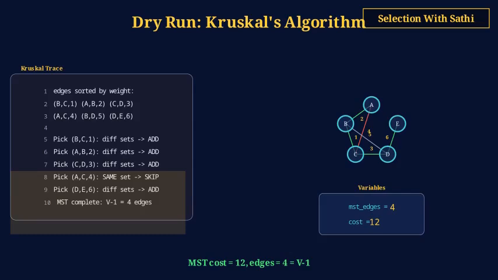Pick C to E with weight 6. E is new. MST now has 4 edges, which is V minus 1. Done. Total MST weight, 1 plus 2 plus 3 plus 6 equals 12.